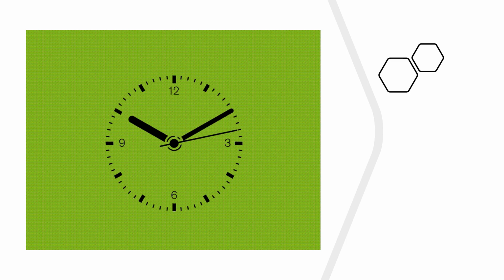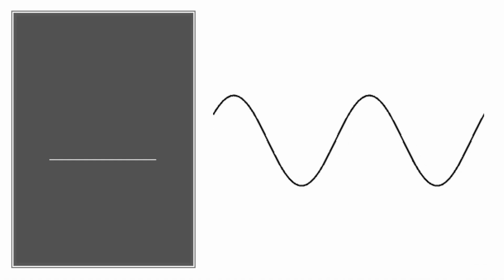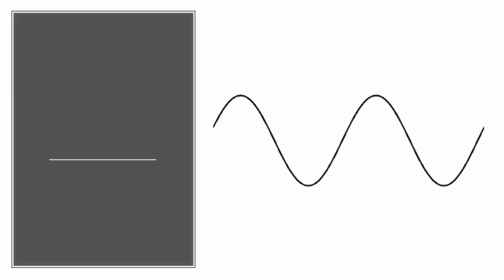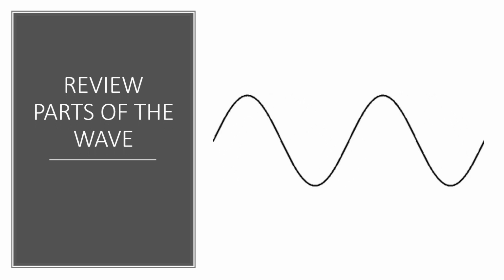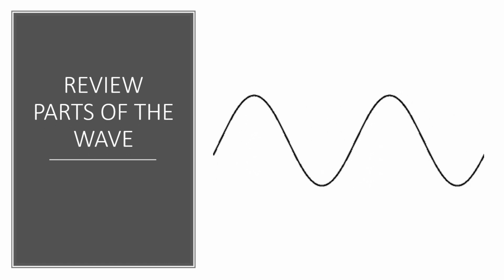For us to be able to explain the movement of these hands in the clock, we need to understand our lesson for today, and that is periodic motion. Before we proceed with periodic motion, it is necessary for us to review your knowledge about parts of the wave. So let us start.